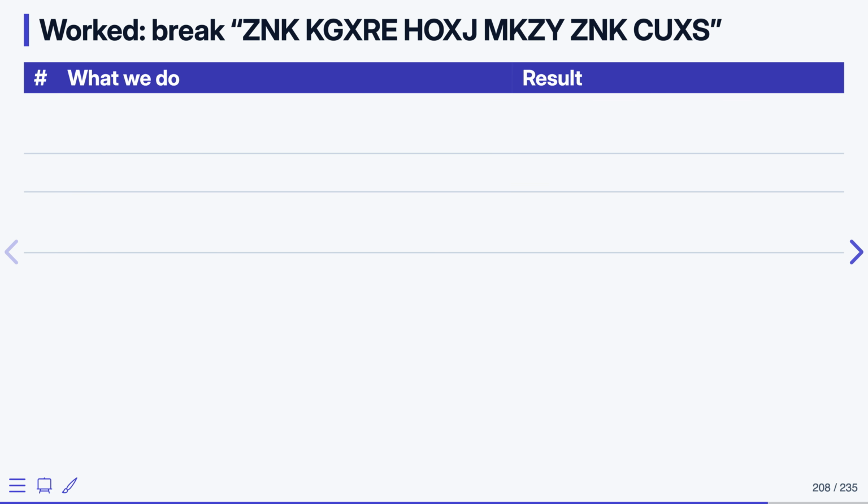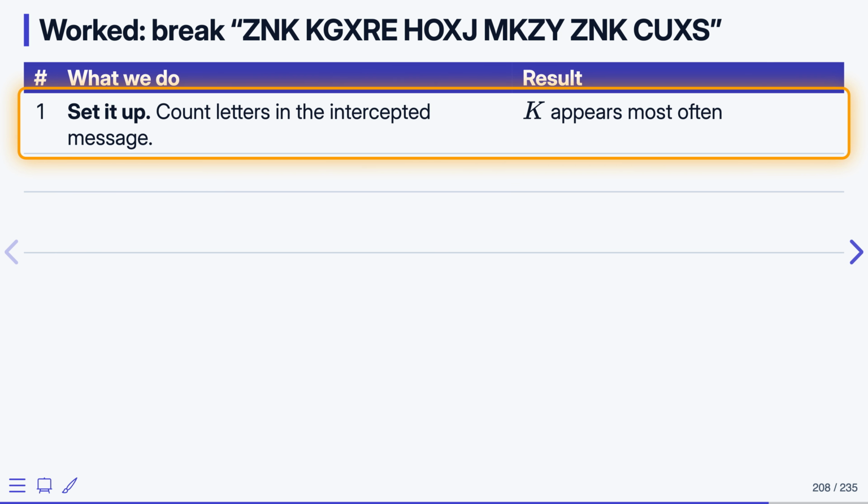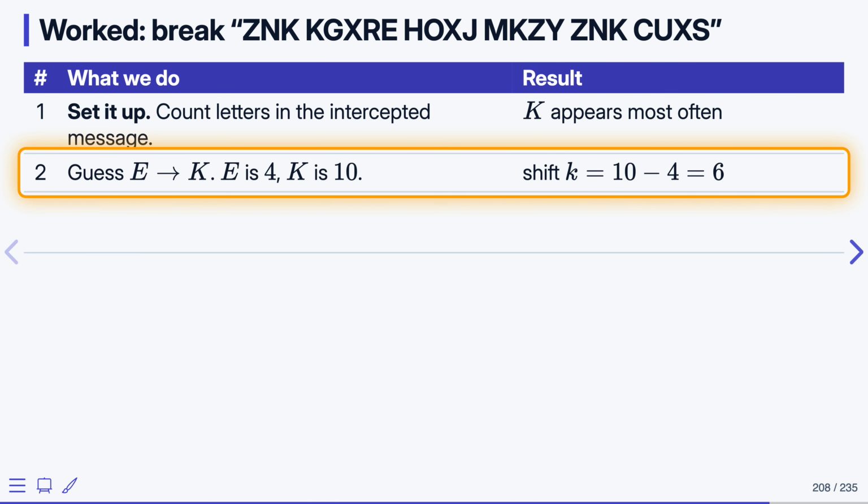Let's break a real one. Step 1. Set it up. We intercepted the message ZNK, KGXRE, HOXJ, MKZY, ZNK, CUXS. Count the letters. K appears most often, 4 times. Step 2. Guess that K came from E. E is number 4, and K is number 10. So the shift is 10 minus 4, which is 6.